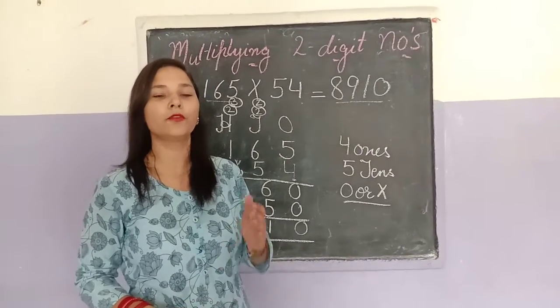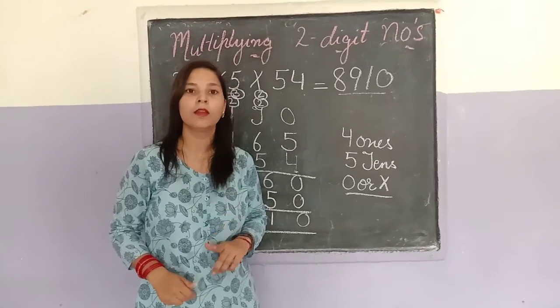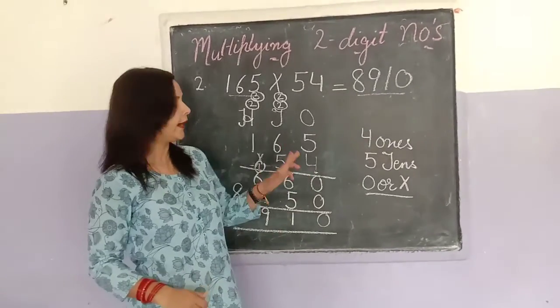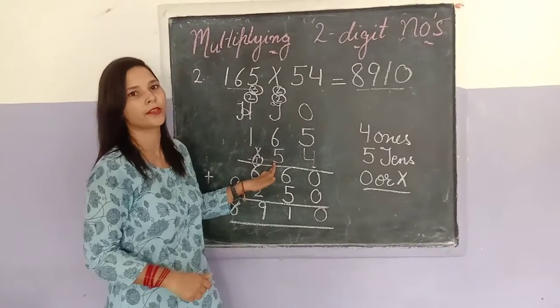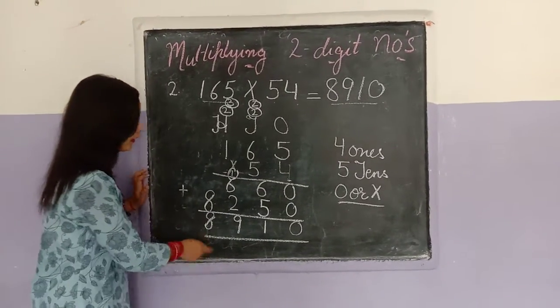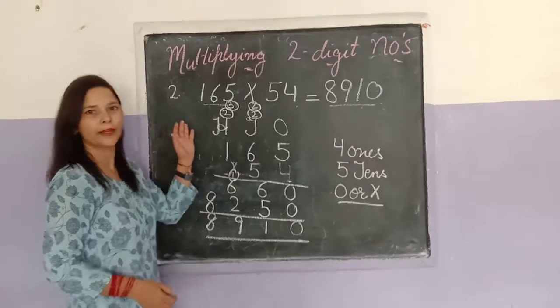So we are following these steps. Step 1 is to arrange numbers in columns. Second step is to start from the ones place digit and then go to the tens place digit. Third step is to add the numbers, and after adding, the result we get is the answer of the question. Right? Thank you so much.